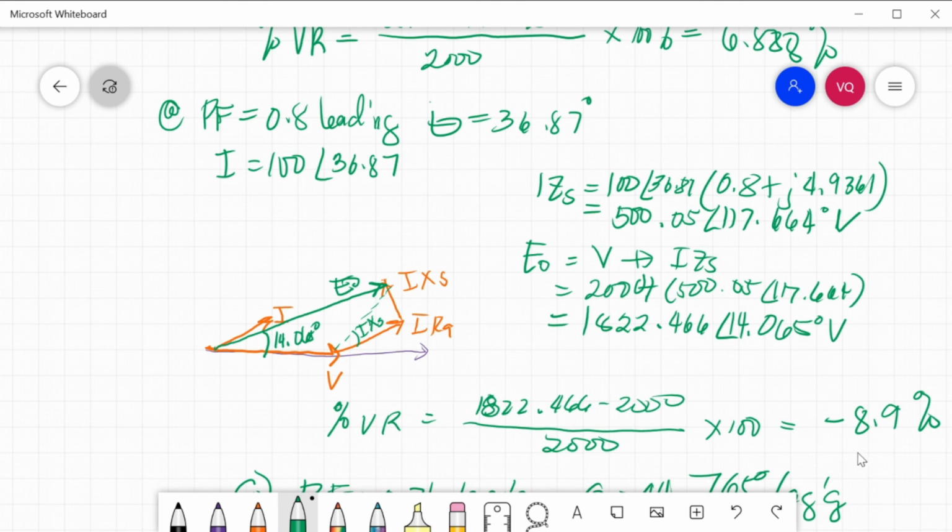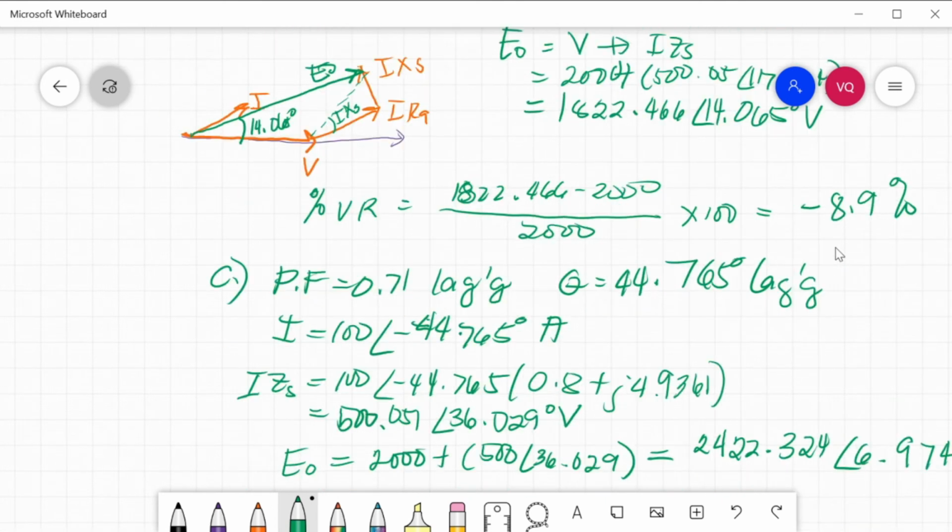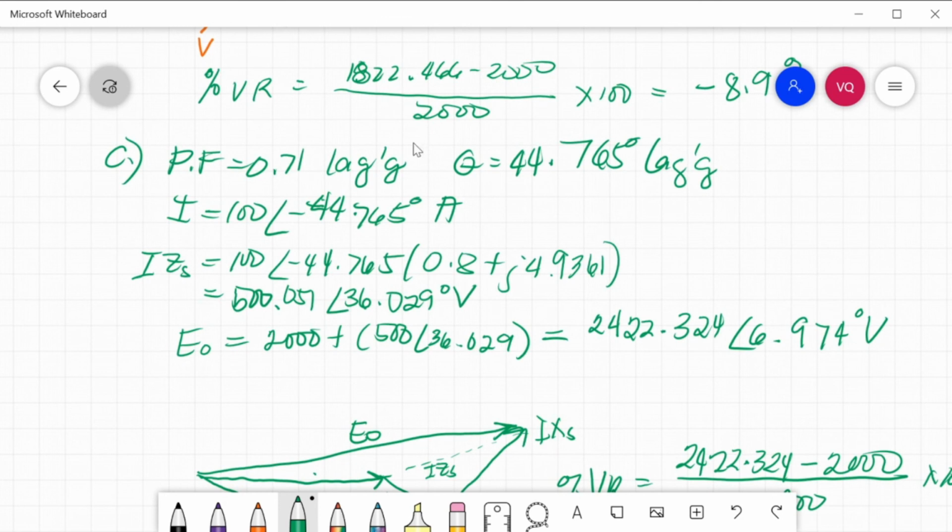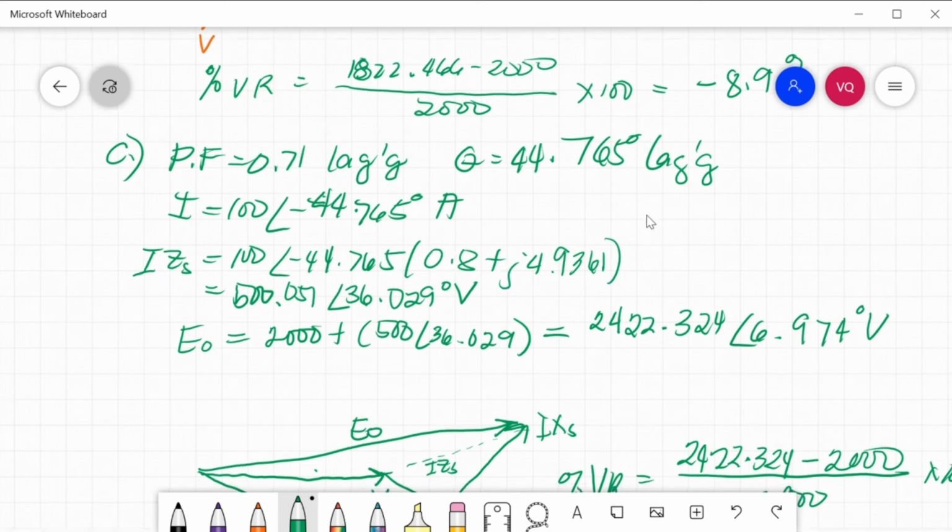Next is the lagging power factor of 0.71. So, arc cosine of 0.71 is 44.765. Therefore, our current will be 100 angle negative 44.765 degrees amperes. Getting the drop at IZS equal to 500.051 angle 36.029 degrees volts. Just multiply the current and the synchronous impedance.